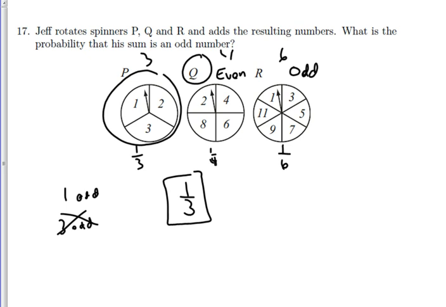But the best way to do it was to realize that these two always produce the same thing, an even and an odd. And so the fact of it being even or odd came down to P at all times.